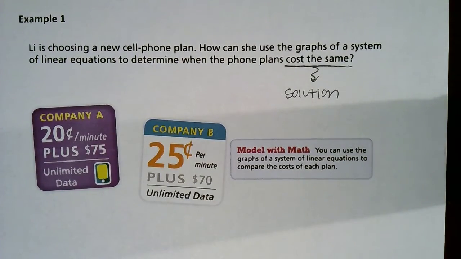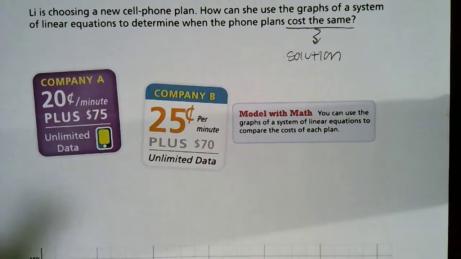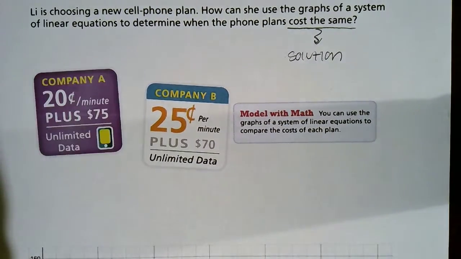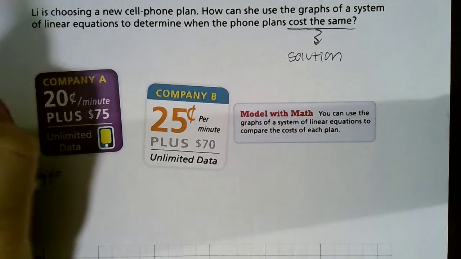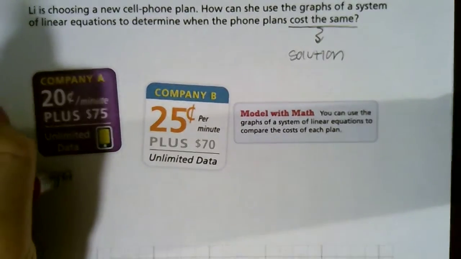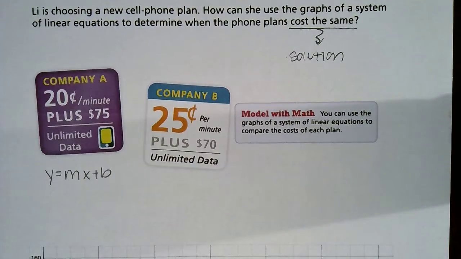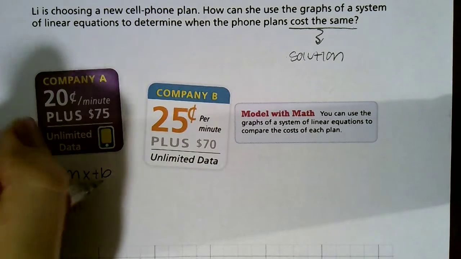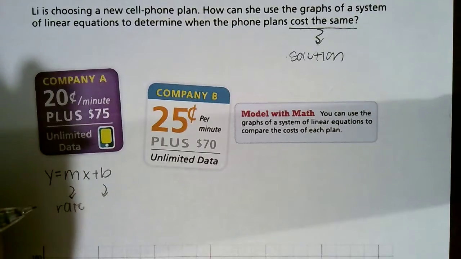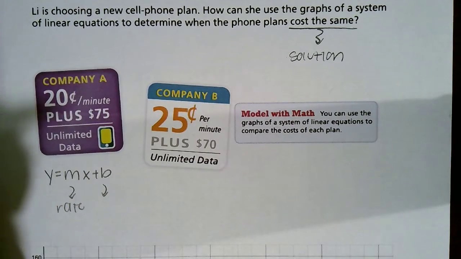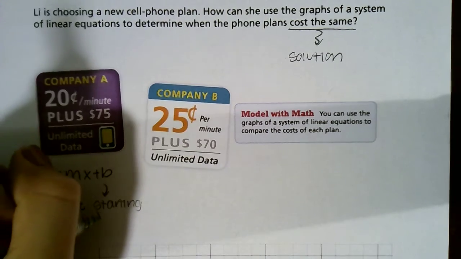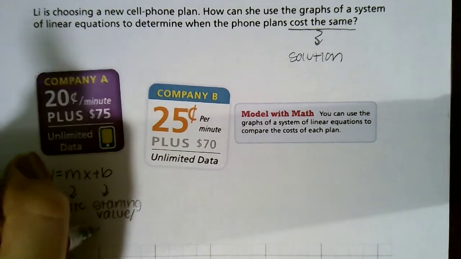Awesome. So we look at these two plans here. We see one is 20 cents per minute plus $75. So I can write my equation. Remember, we start with y is equal to mx plus b. M is the slope, or we get that from the rate. And b, this is the y-intercept, and we get this from the starting value, or you can say this is a one-time event.